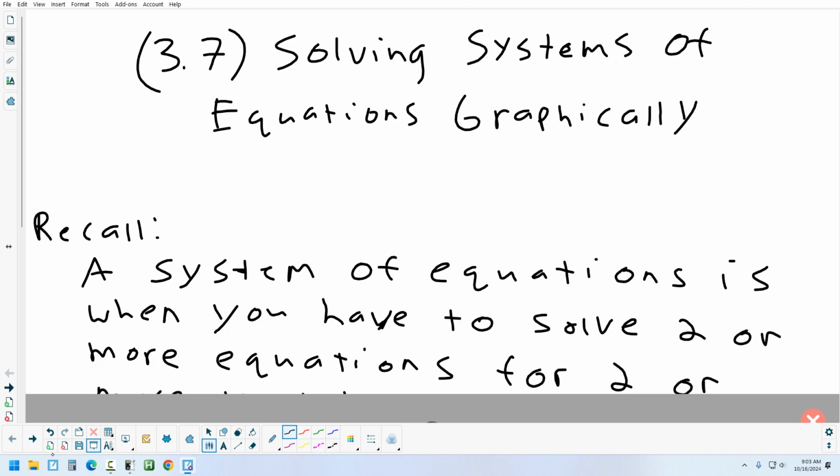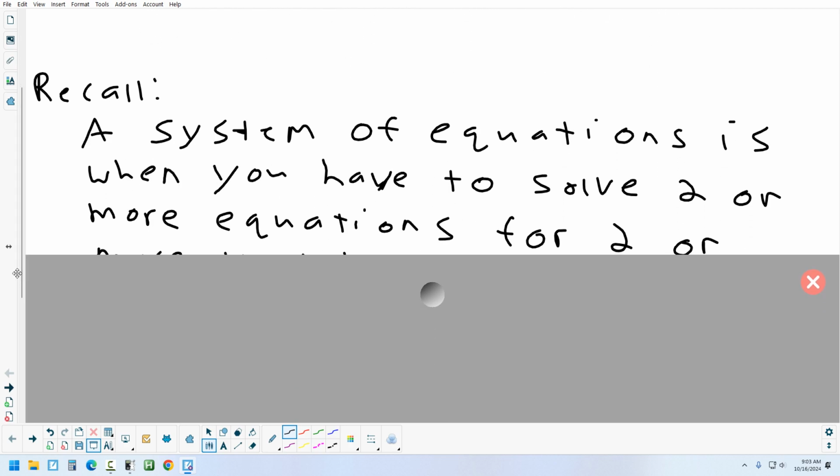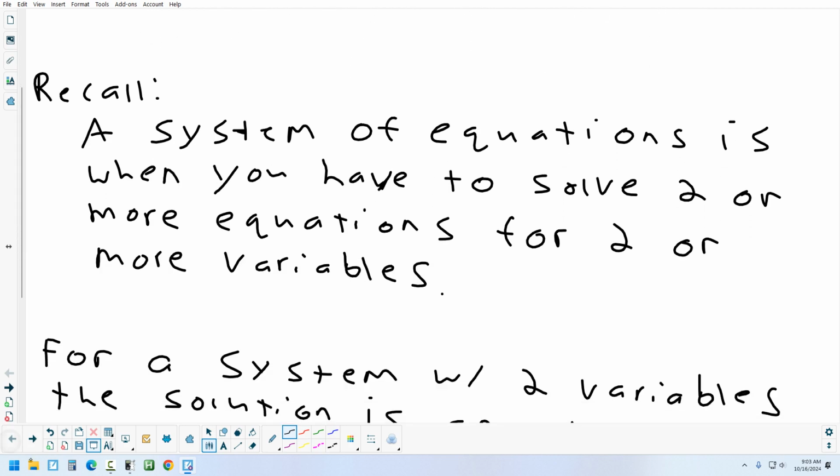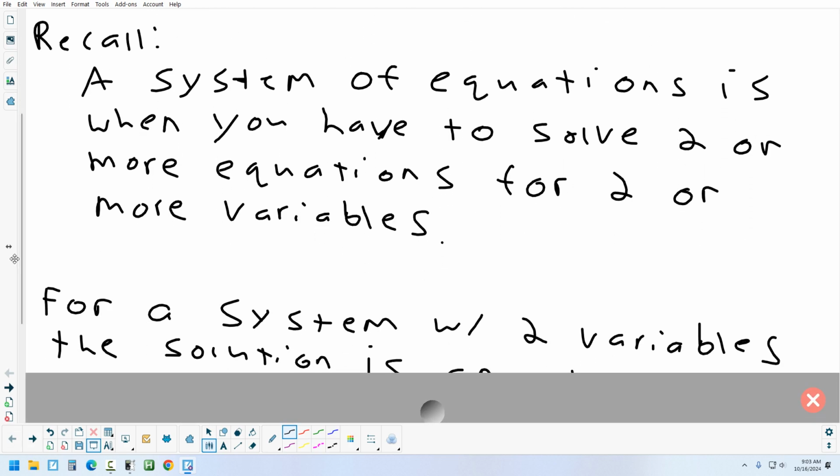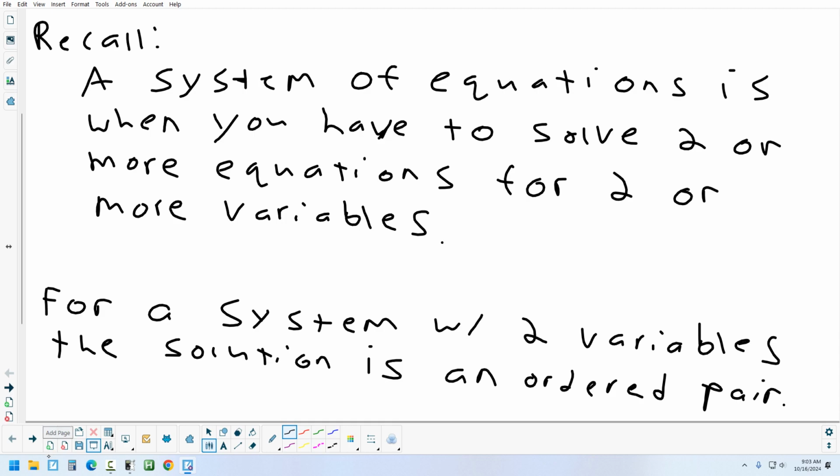Even if you have something that could do 3D graphing, it's going to be kind of challenging. We use algebra at that point usually. All right, so we're going to stick with solving two equations with two variables. Those are the kinds of systems that we're going to look at in this section. When you are solving a system, you need to give me two answers, one for each variable.